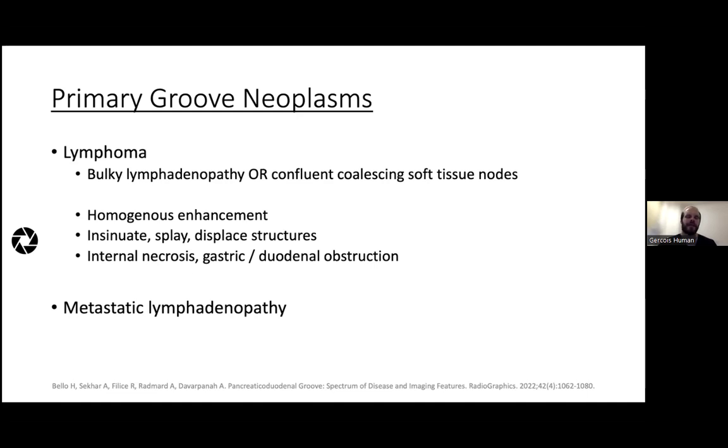But yeah, lymph nodes in patients with lymphoma will normally be homogeneously enhancing. They will also display in structures, and if they become really large, they can have central necrosis. It can also cause gastric or duodenal obstruction.